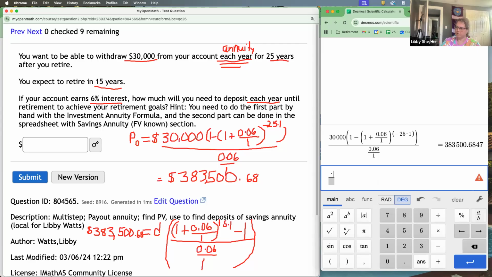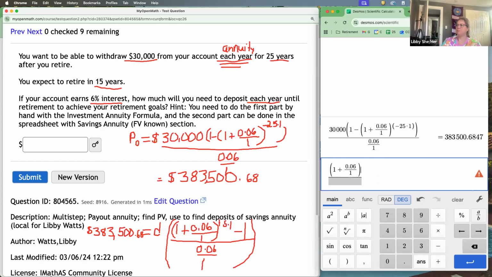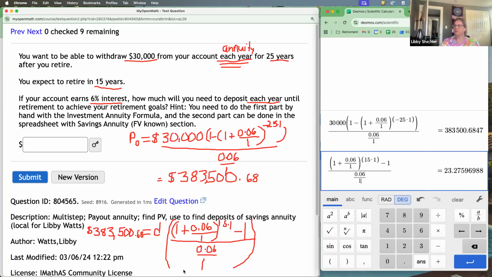Fraction, parentheses, 1 plus 0.06 over 1. Close the parentheses. Exponent parentheses 15 times 1 minus 1. And then click into the denominator to do 0.06 divided by 1. So everything in those giant parentheses is equal to about 23. So in order to find D, I need to divide both sides by that. So I don't want to write all of that out again. I'm just going to say divided by 23.